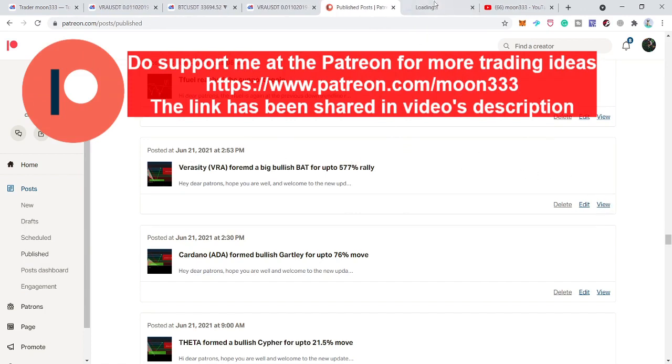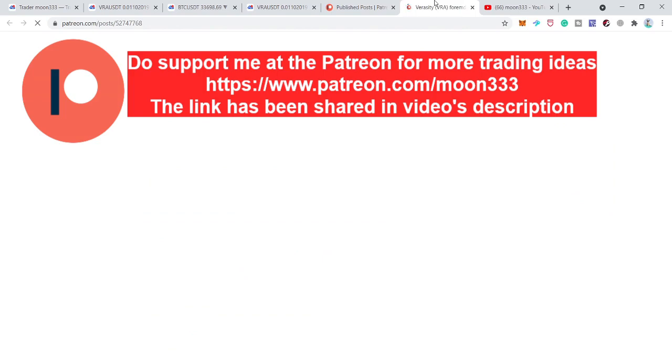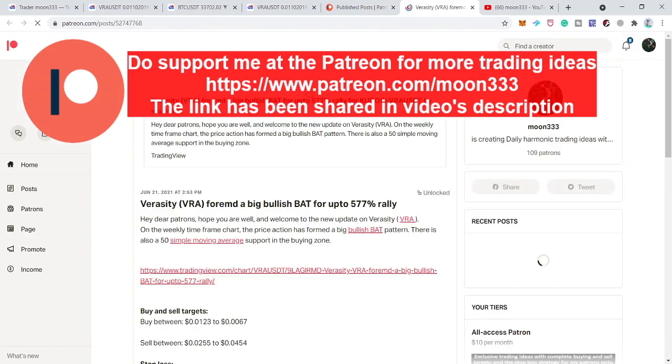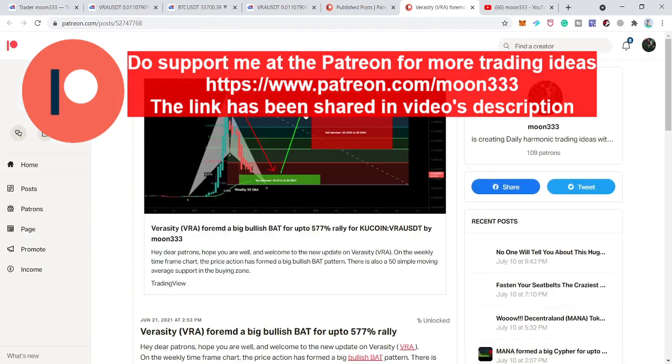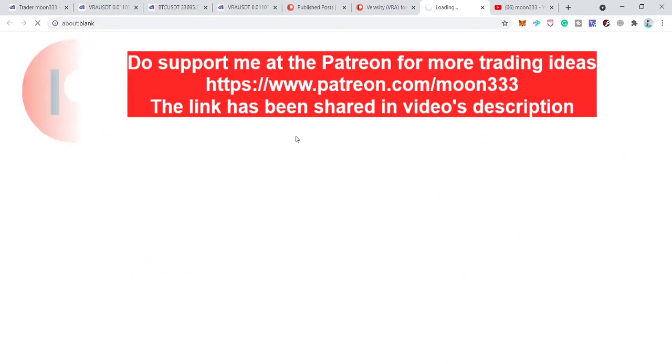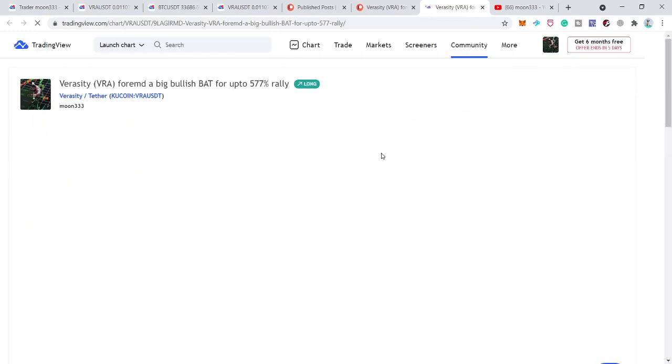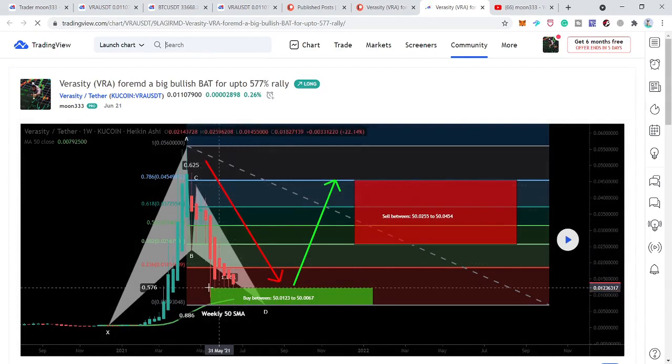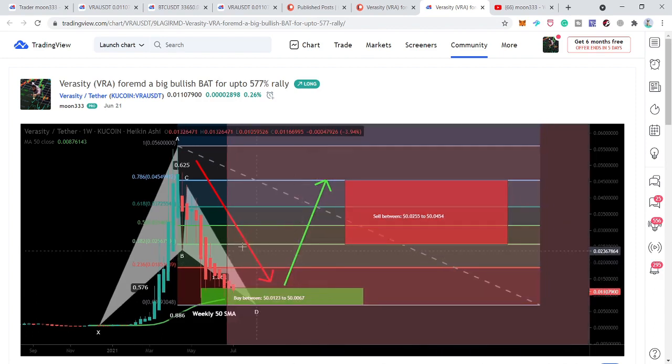Let me show you this chart, which I also shared in my previous video, when the price action just entered the potential reversal zone, or the buying zone, of this big bullish bat pattern. I'm just going to play this chart, and now you can see at that time the price line had just entered the buying zone. After playing the chart, we can see that the price line has completely entered the buying zone.